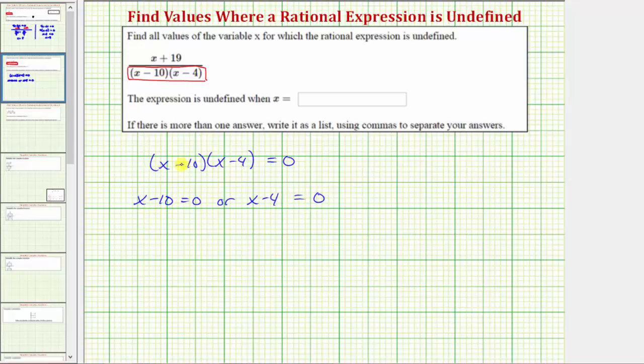Solving for x here, we add 10 to both sides, giving us x equals 10. Solving for x here, we add 4 to both sides, giving us x equals 4. Which means the rational expression is undefined when x equals 4 or x equals 10. Notice how we do not consider the numerator when determining the values for which a rational expression is undefined.